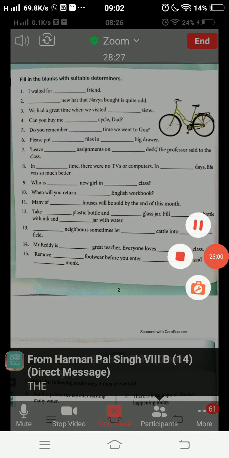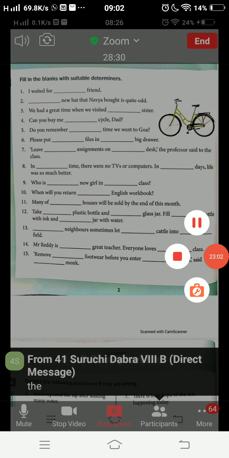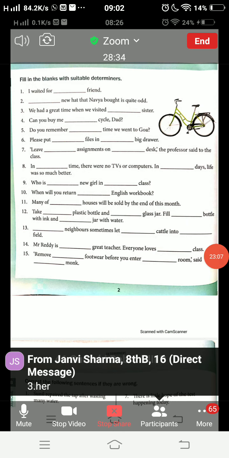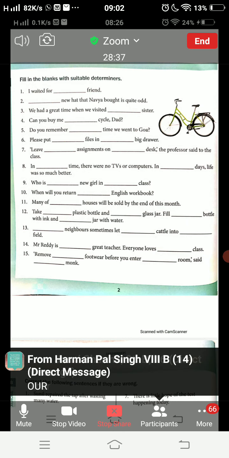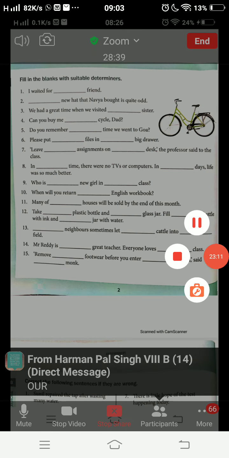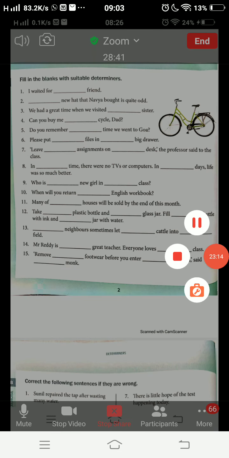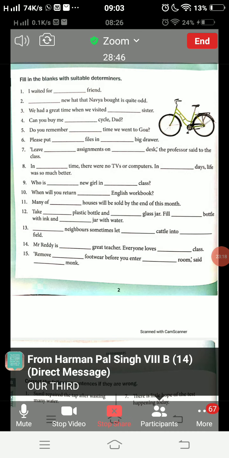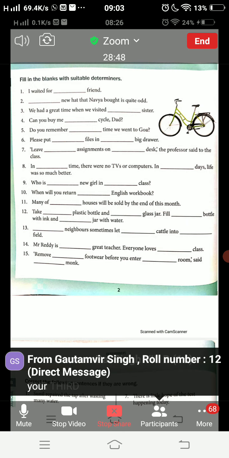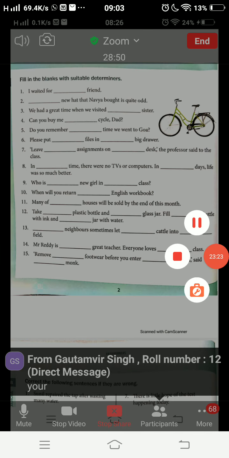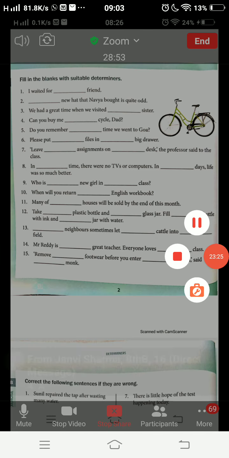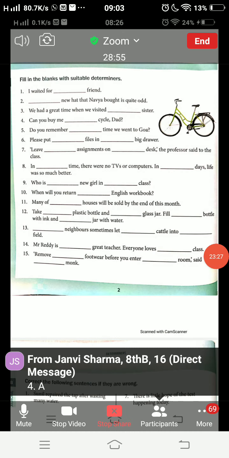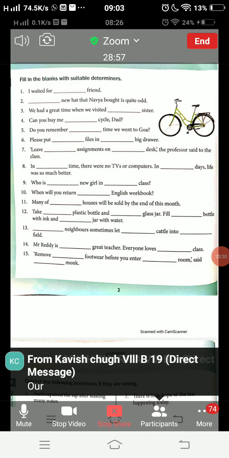You can check your answers side by side. Put a small tick mark in your grammar books so that you will come to know whether your answer is correct or incorrect. If it is incorrect, put a cross and write the correct answer against it. In this way, you will know how many mistakes you have committed, and you have time to rectify them and learn from your mistakes. Third, we had a great time when we visited their sister. When we visited our sister. Good, Kavish.